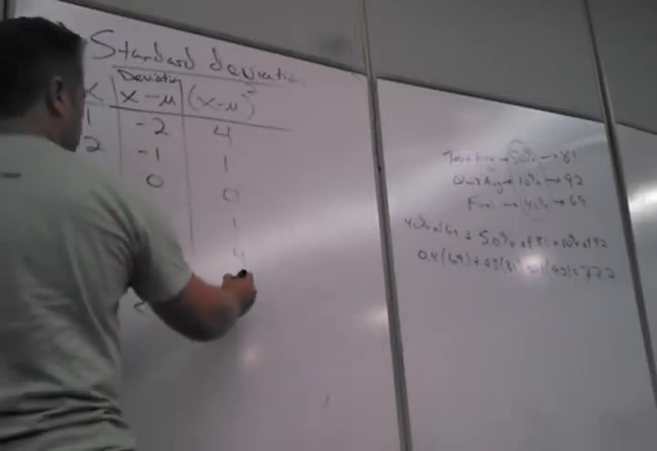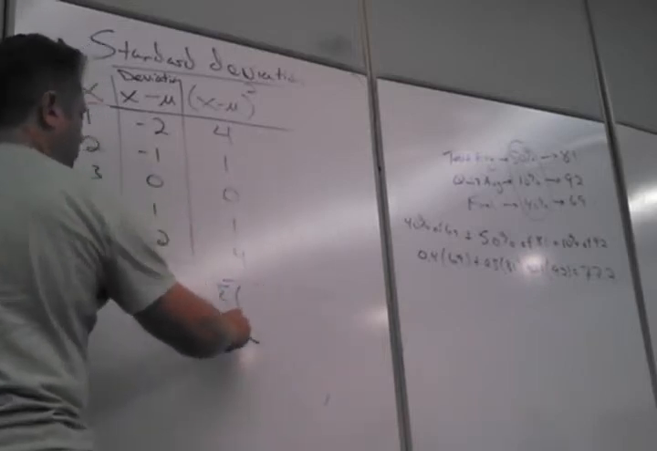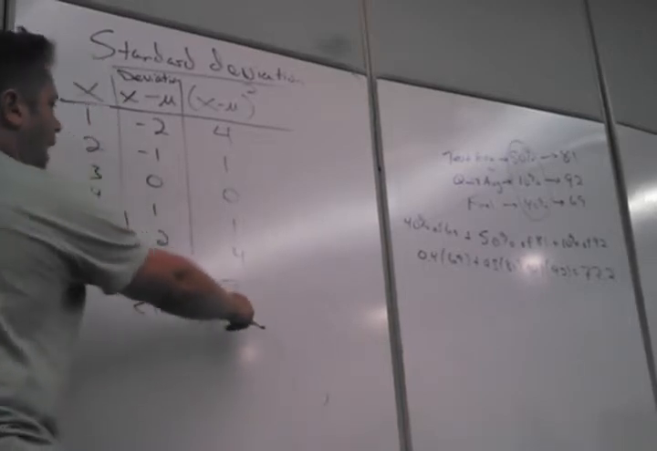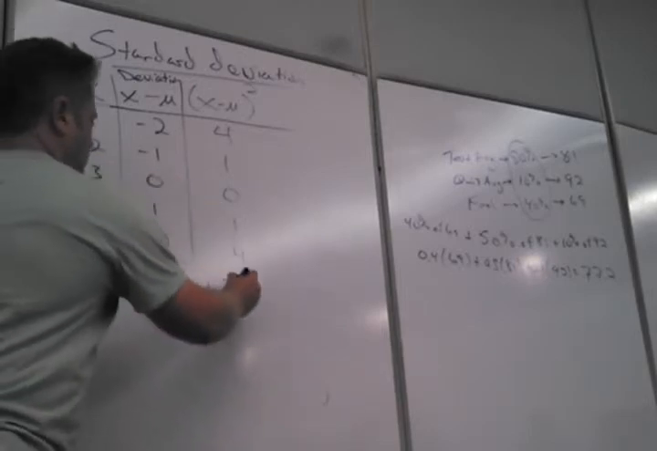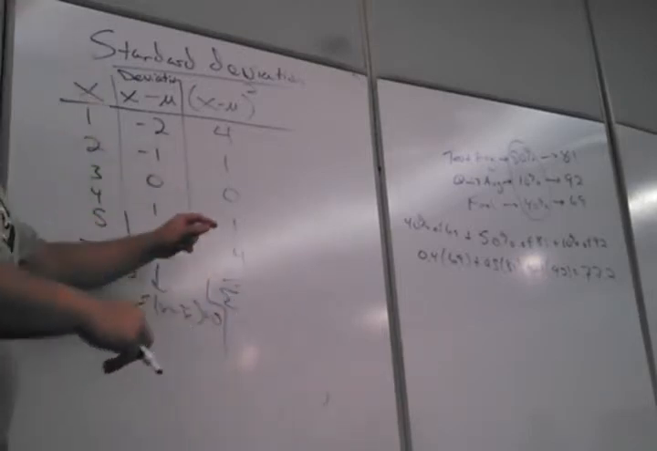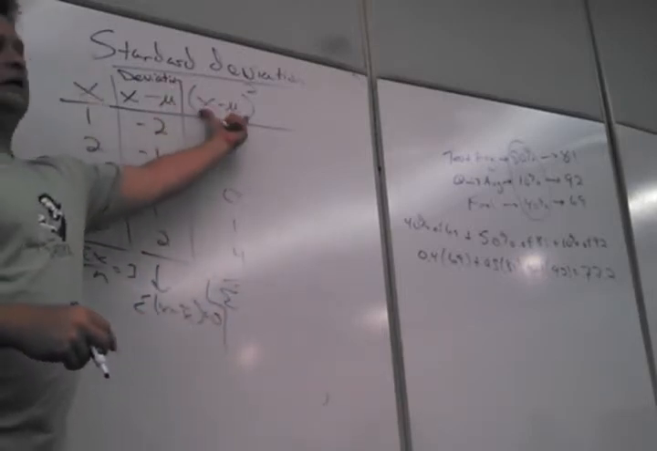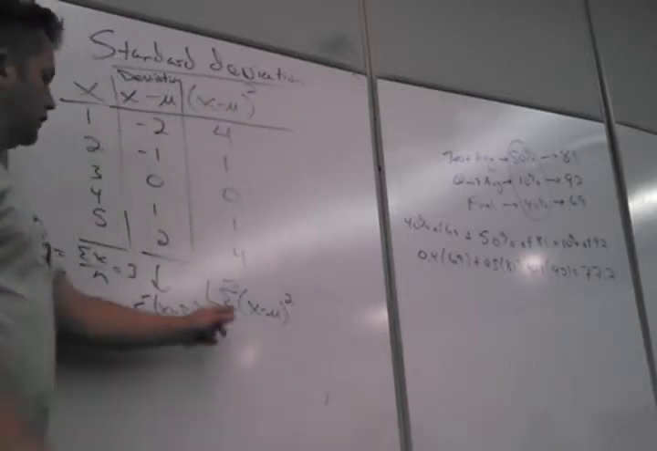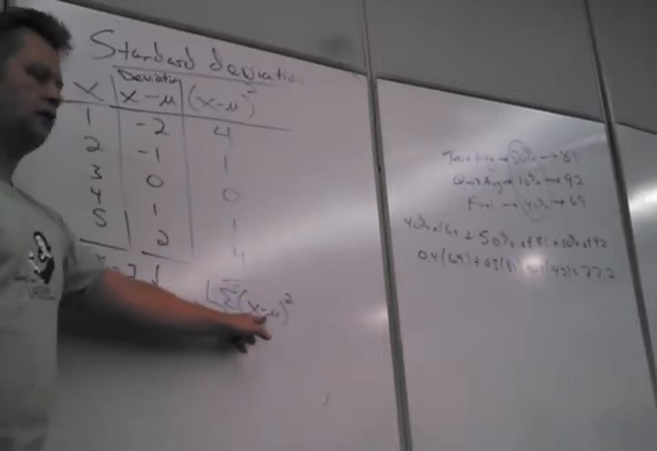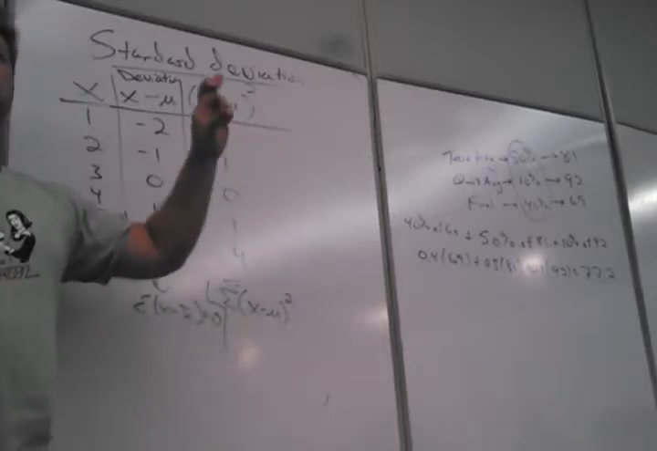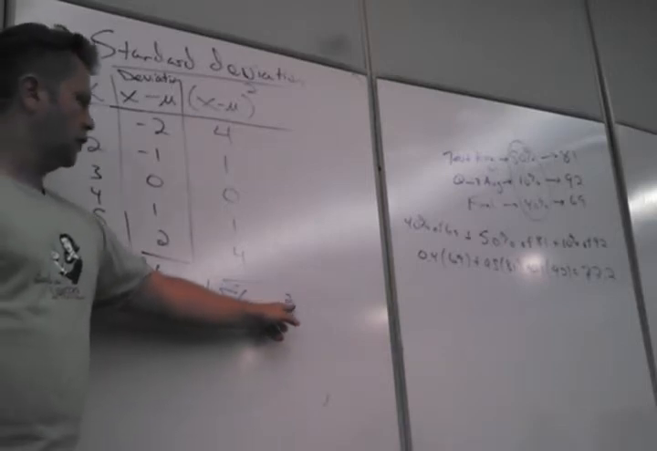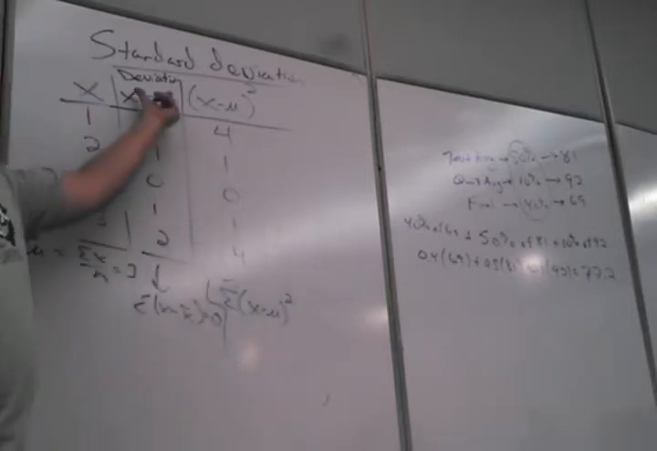Cool. So when you add those up, sum of, now what would this be? What would the symbol be for this sum I'm doing? What am I adding up? I'm summing what? X minus these. So the sum of the squares of the deviations.